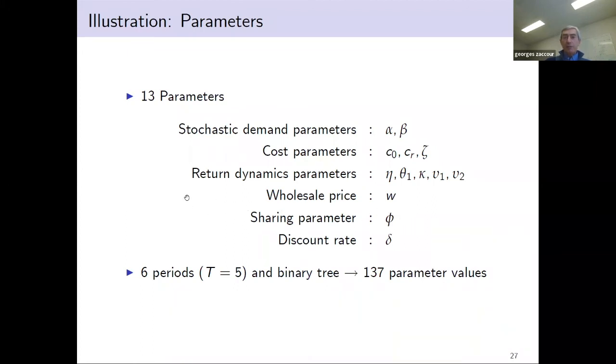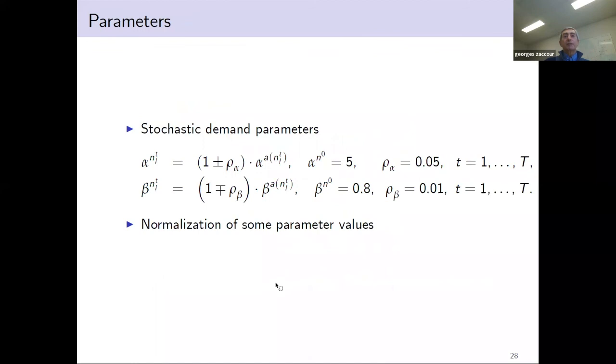I have been thinking for really a long time about finding a way of endogenizing it in a game, and it's not easy. And delta is a stochastic discount rate. Now, if we have a binary tree and 6 periods, because of the stochastic demand parameters, we end up with 137 parameter values. And of course, we have to do something about them to run some comprehensive simulations.